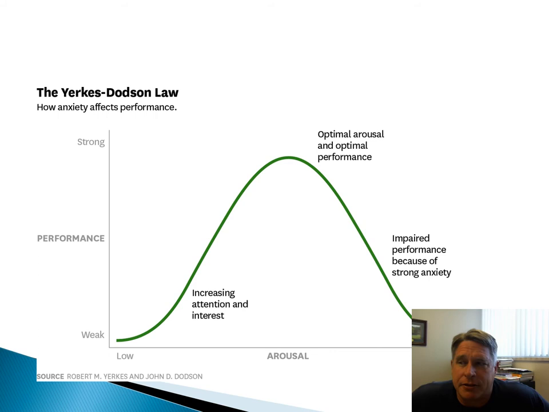This here is an example of what is called the Yerkes-Dodson Law of Effect. Developed by Robert Yerkes and John Dodson nearly a century ago, what it basically shows is this, okay? This is what they call a curvilinear effect. If you look along the very bottom of the chart there, you'll see on the x-axis it has the word arousal, and from low to high.